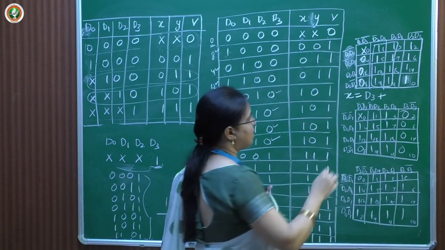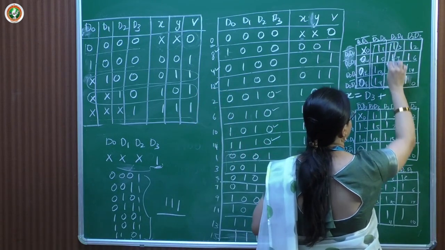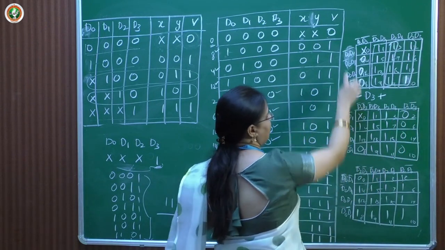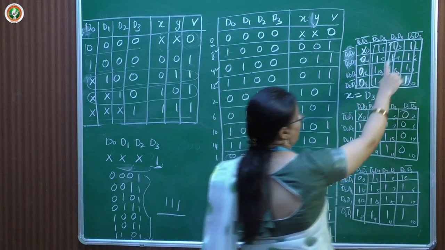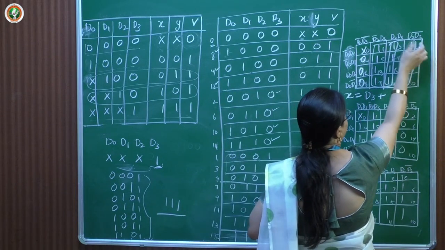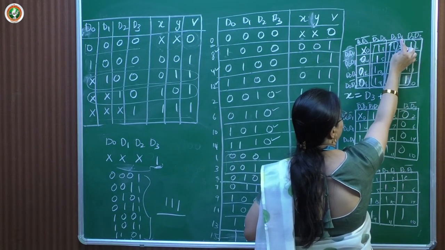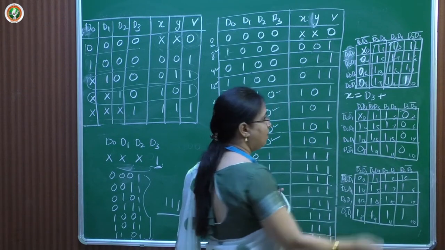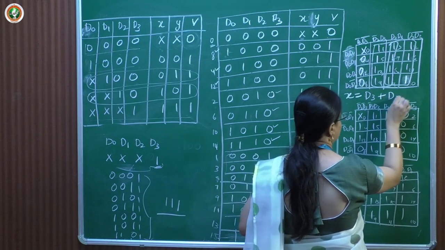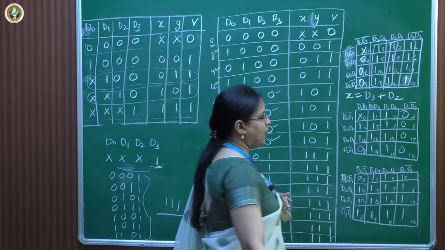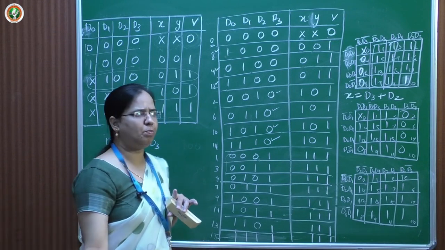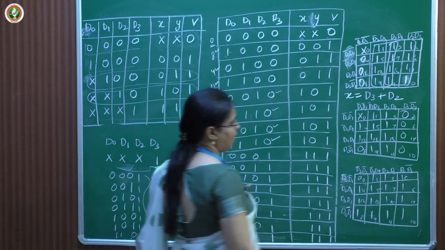Then what is the one more group I can make? The one more group is this one. For this, again D0 and D1 will go. In these two columns, D3 is moving from uncomplemented to complemented format. So, you will be left out with D2. The simplified Boolean expression for X is D3 plus D2, or D2 plus D3. Both are one and the same.